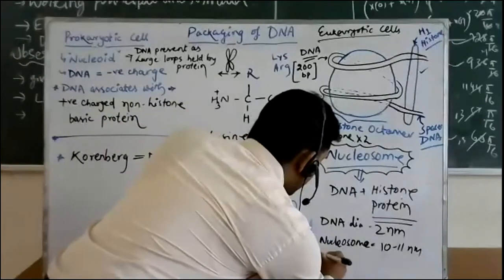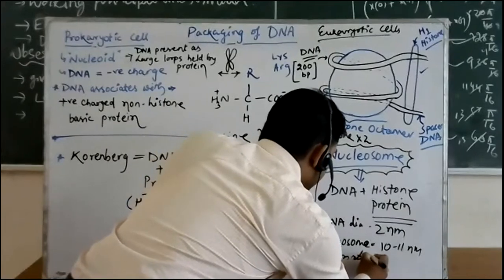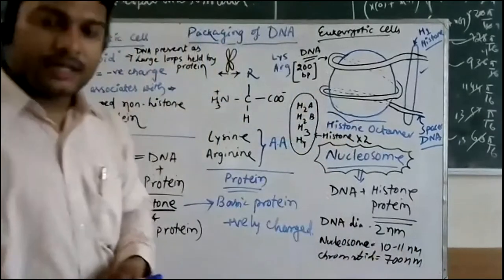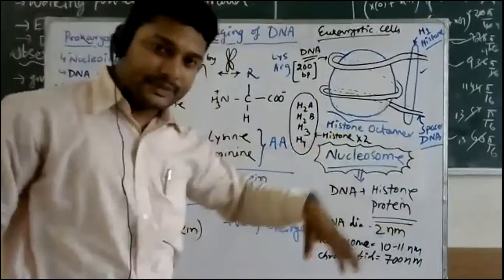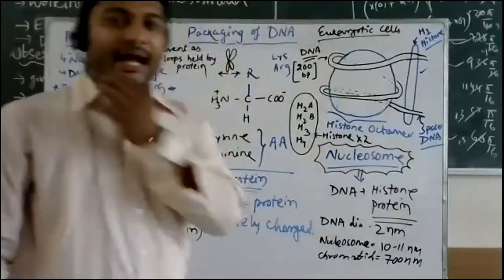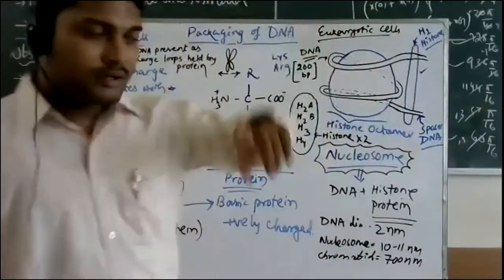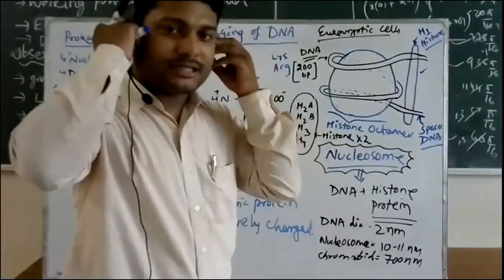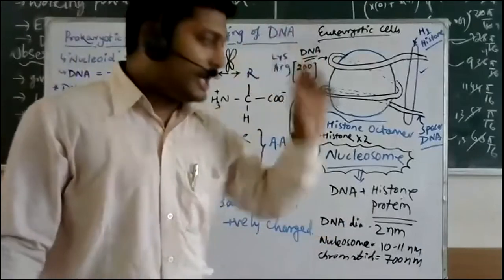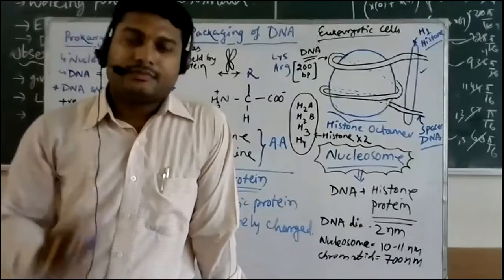So if we talk about the chromatid, it is going to be around 700 nanometers. Remember this. The DNA is hardly 2 nanometers, but when we associate it with a protein and form the structure called nucleosome, we have somewhere around 10 to 11 nanometers. Now, from this 10 to 11 nanometers, how does it go to this 700 nanometer structure? And how is it associated with the chromatin and the chromosome?